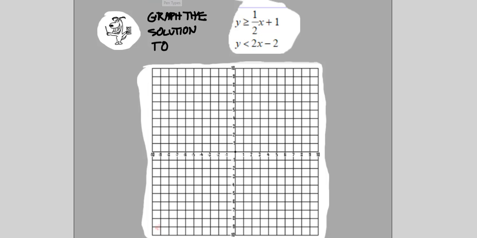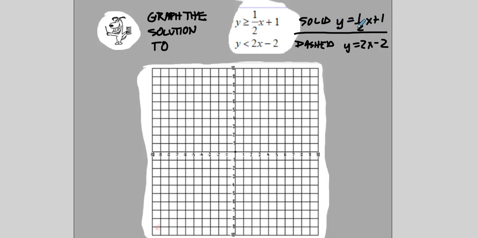So let's first determine, are we dashed or are we solid? Well, this is solid because greater than or equal to, and this is dashed because less than. So here we have the boundary equation y equals 1/2 x plus 1. Here we have the boundary equation y equals 2x minus 2. So now we're going to do these one at a time.